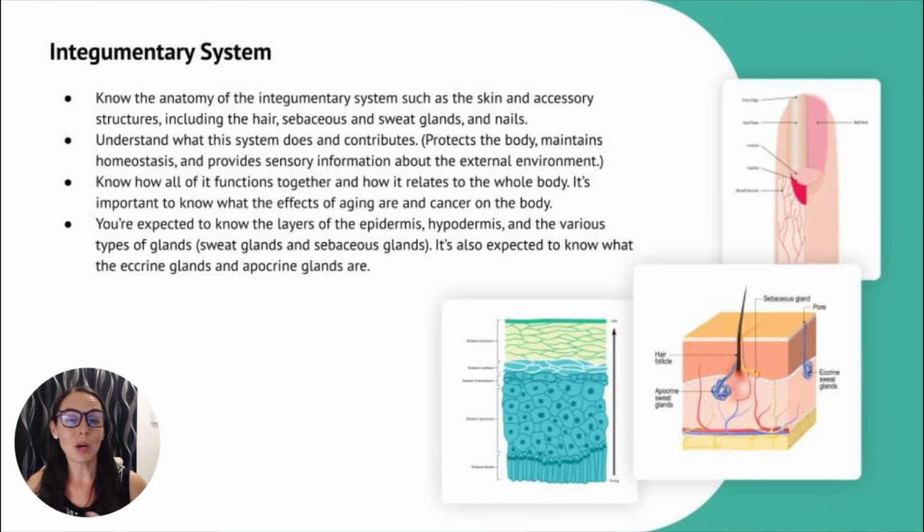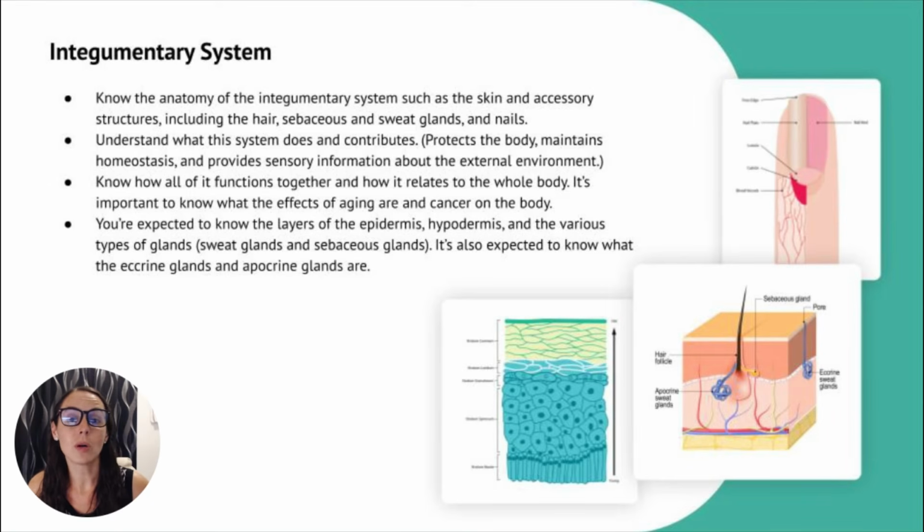So moving on to nails and hair, both structures are made of keratin. And you want to know how it all works together, right? So keratin is a protein that adds strength and toughness. Hair originates from hair follicles in the dermis, while the nails are composed of the nail plate, nail bed, cuticle, and matrix. So you need to know the anatomy of that, right?